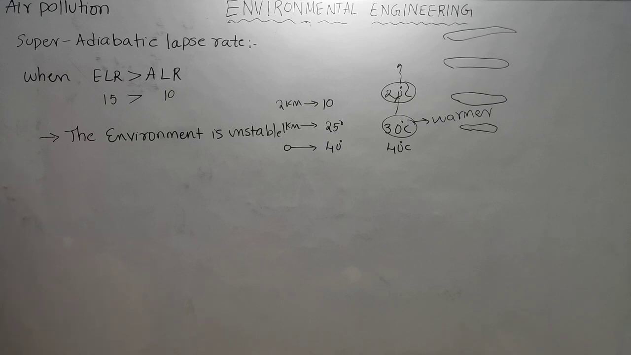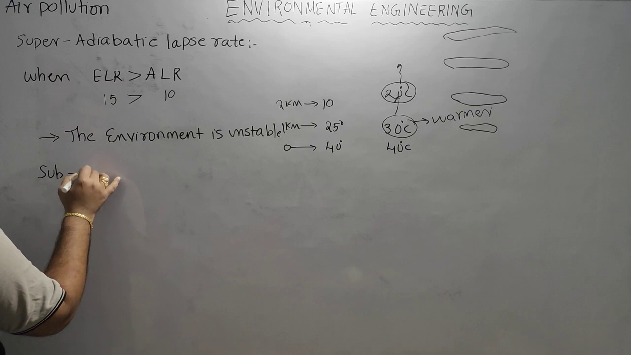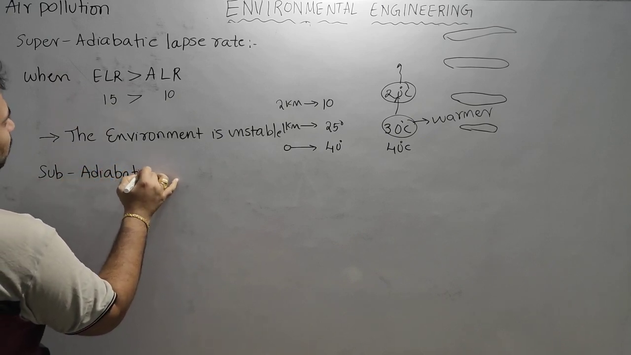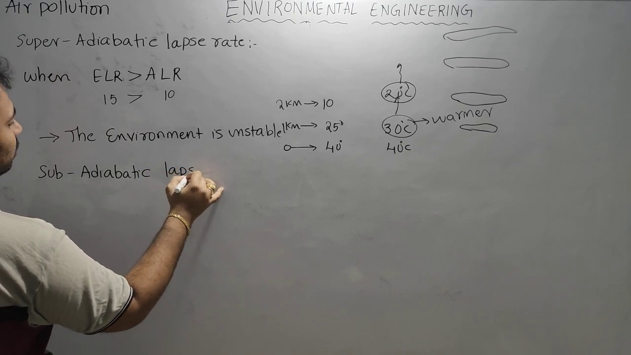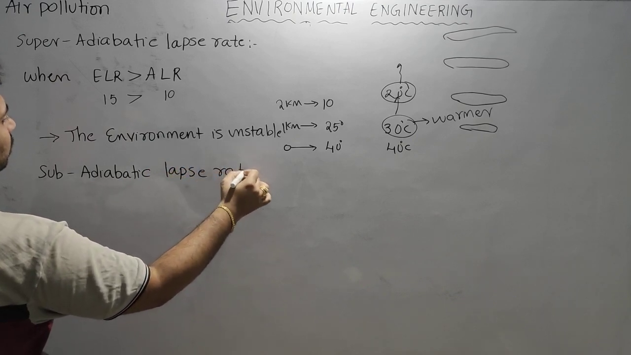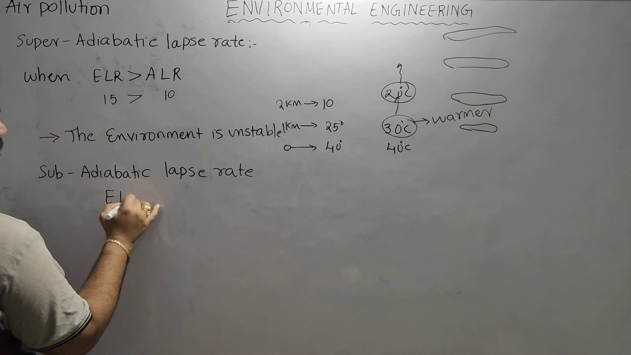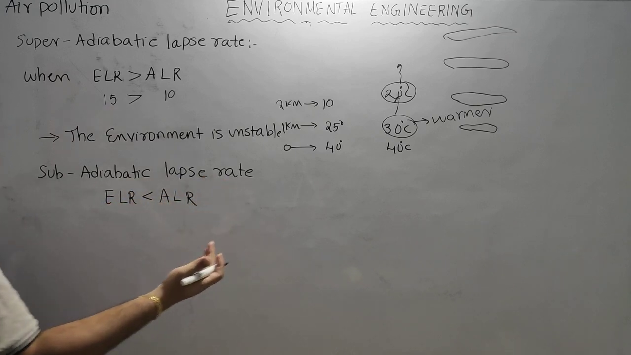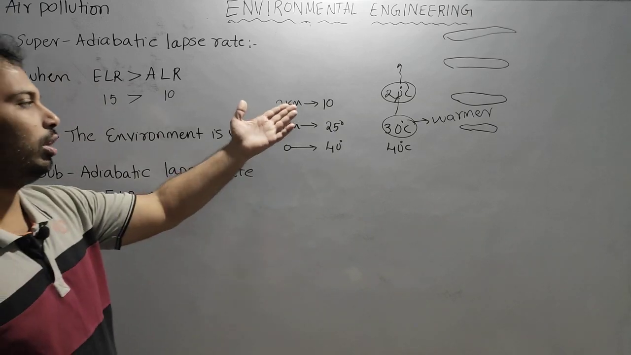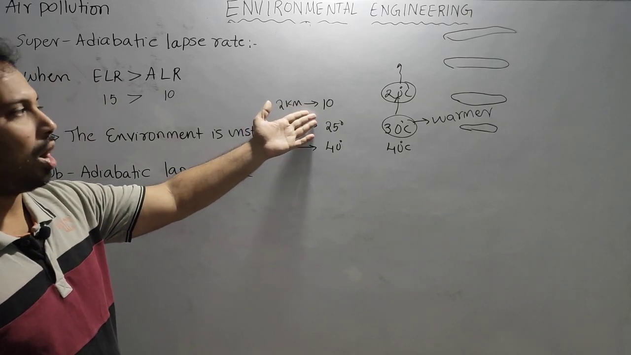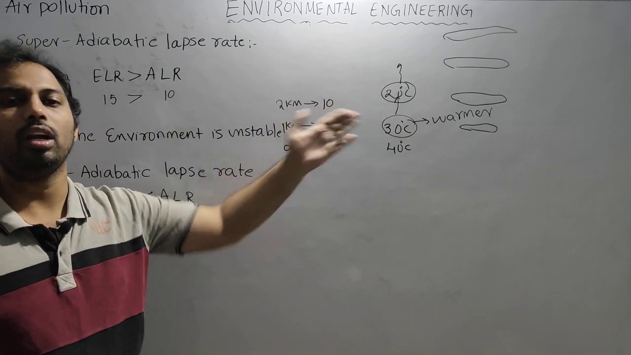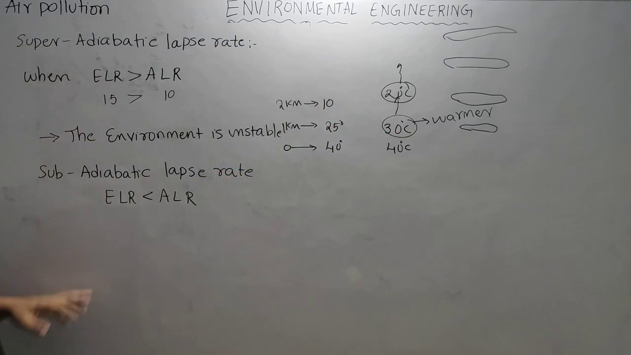If you see subadiabatic lapse rate, where ELR is less than ALR, simply we can understand it now. The reverse phenomenon. The environment will become warmer, the parcel will become cooler. So the environment will go up, the parcel will settle down. So this is called subadiabatic lapse rate.